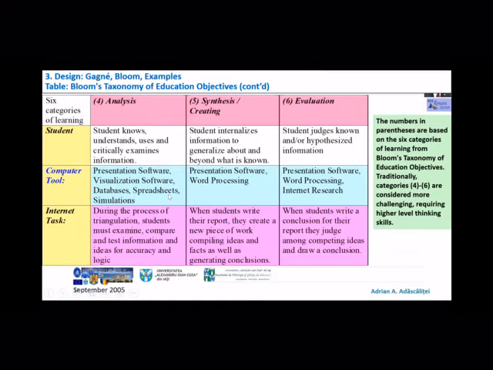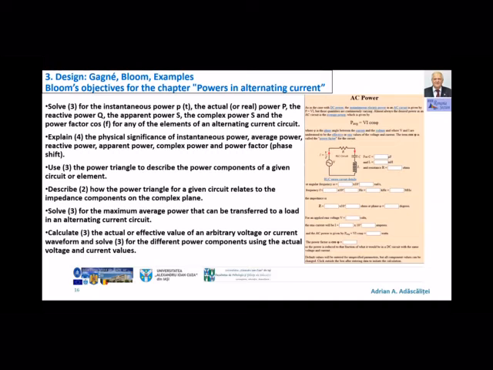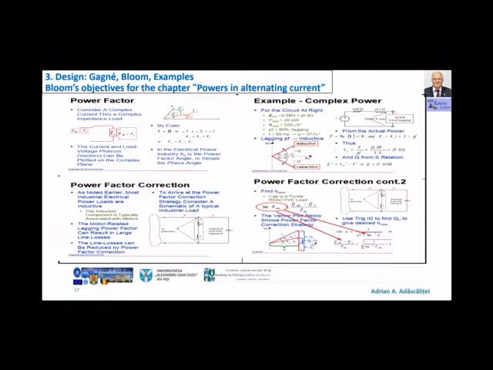Also for analysis, synthesis, evaluation. As an example of use of Bloom taxonomy, the chapter Powers in Alternating Current is briefly presented in this slide. Also, the same subject is presented in the form of 4 slides.